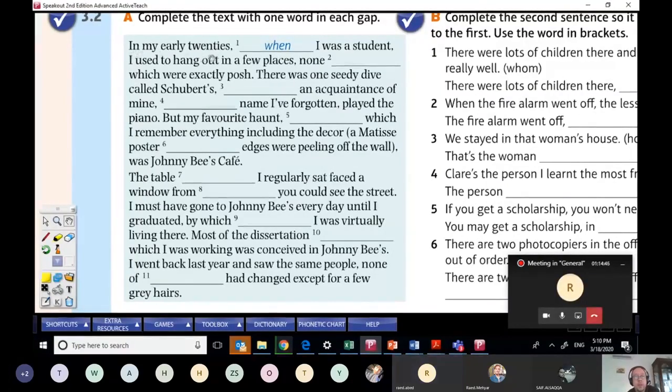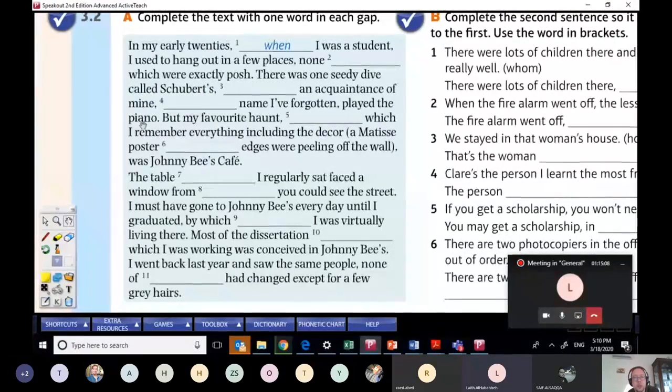Who wants to start here, "In my early 20s"? I can do it. Great. Is that you, Laith? Yes. Go ahead, Laith. "In my early 20s, when I was a student, I used to hang out in a few places, none of which were exactly posh." Good. Keep going. "Oh, there was only CD dive called Schubert's." Uh-huh. I actually didn't know the third one. "I think he's an acquaintance of mine." Can we say he's an acquaintance of mine whose name I've forgotten? Good. And we're going to say Schubert's is a place.